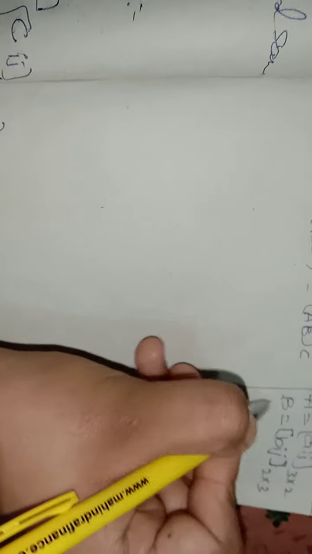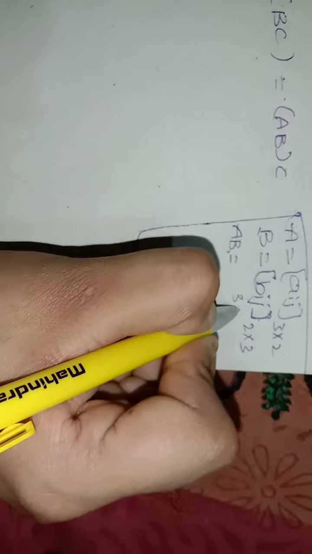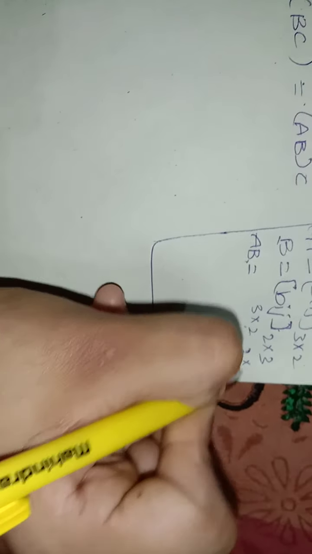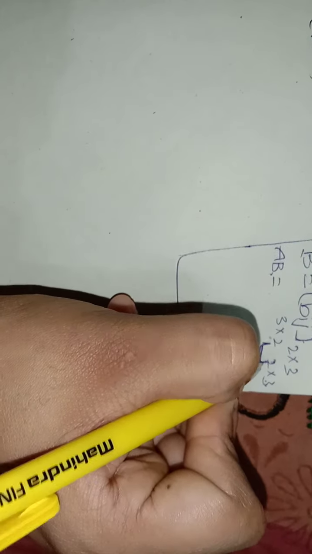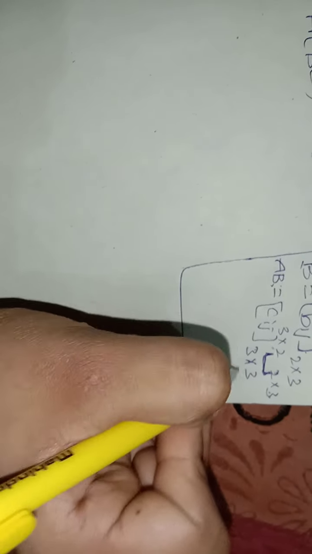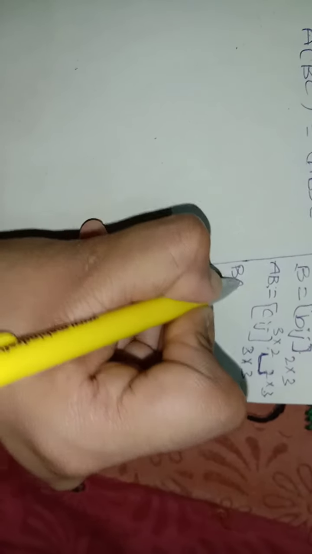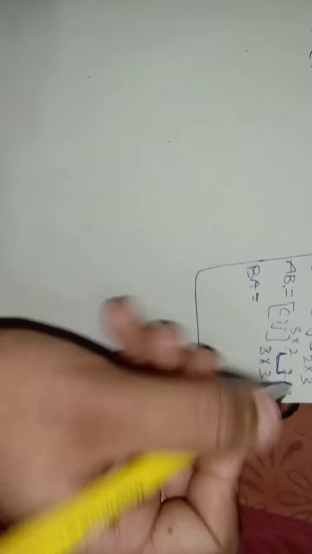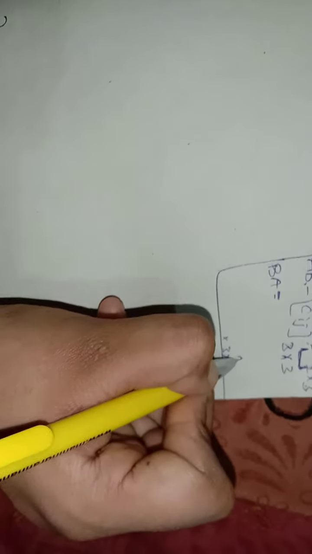I can do the AB product because A will be multiplied with B. If I multiply A with B, the order condition is satisfied, so we can multiply. Then what will be the resultant order? 3 cross 3, or 3 by 3. Then BA also can be multiplied, with orders 2 cross 3 and 3 cross 2.